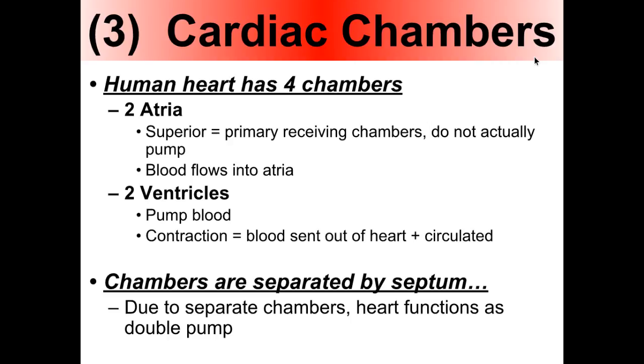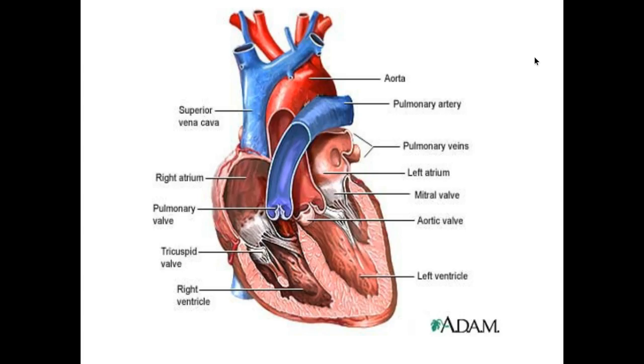And we have valves that keep blood from backflowing, either from the ventricle to the atrium, from the vena cava to the right atrium, or from the pulmonary veins and arteries. So we have valves in the heart that keep blood from backflowing. But remember, you have two atria and two ventricles, and the right side of the heart has deoxygenated blood, or blood that needs oxygen, and the left side of the heart has oxygenated blood.